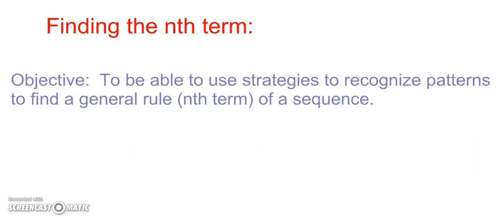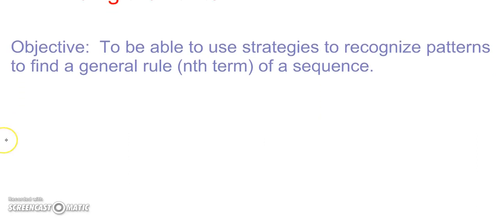Sometimes it'll ask for it recursively, sometimes it will ask for a general rule. Remember, recursively depends on the previous term, and explicit just depends on the value of n. So you have some strategies listed in your notes. You might want to put a big star by them. It says finding the nth term strategies.